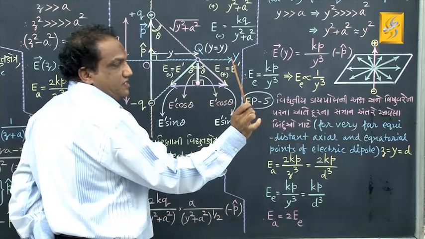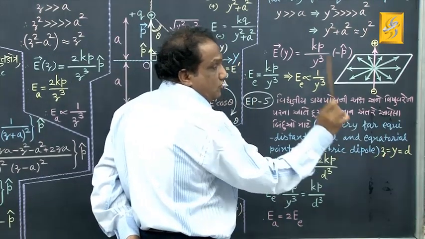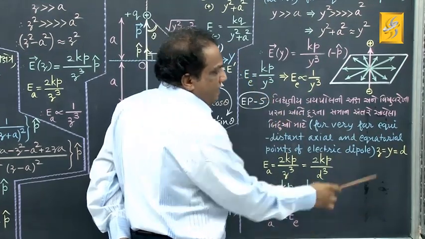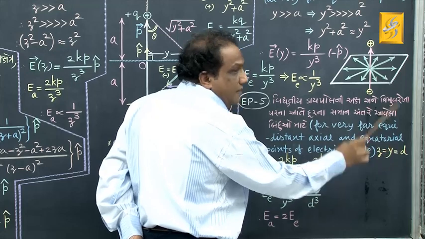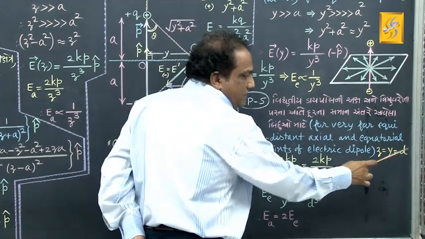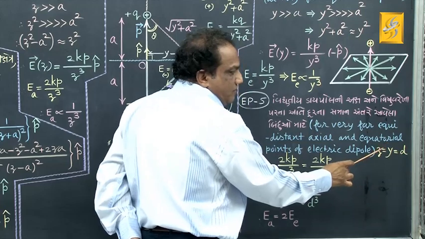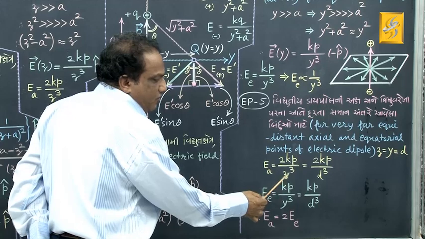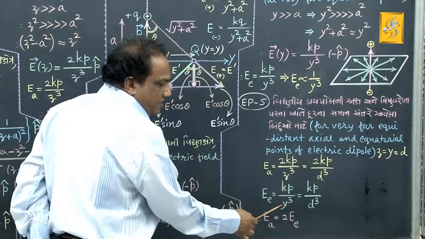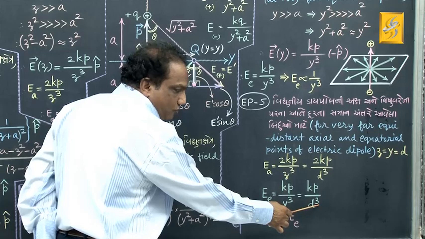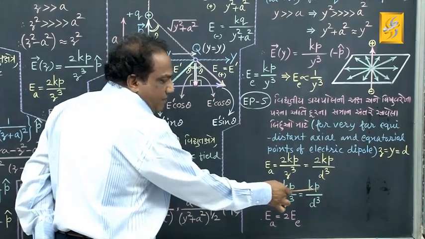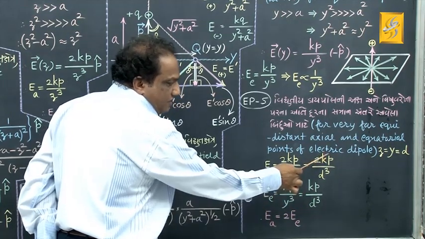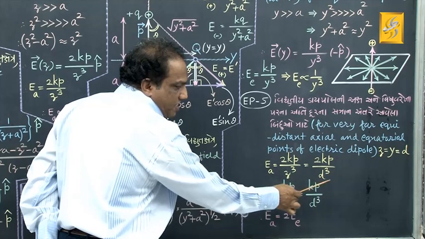correct? But as I said, you are supposed to take those 2 points not only very far, but at equal distances from the midpoint of the dipole. If these 2 distances are equal, let them be shown by symbol small d. Z equals Y equals d. So in place of Z also you can write d, in place of Y also you can write d. When you write d in place of Z, it is d cube. When you write d in place of Y, then it is here d cube. Wherever it is Kp upon d cube, we can write EE. Kp upon d cube can be replaced by EE.